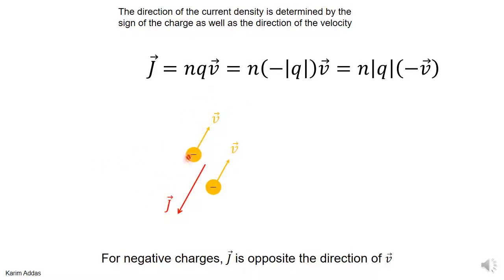What happens if the charges were negative and they're moving with the same velocity as before? The number of charges per unit volume is positive, but now q I can write as minus the magnitude of q. This minus sign I can put with the v, so you get minus v. So J now points opposite the velocity vector when you have negative charges. And this is going to be very important in defining positive and negative current, as we'll see later.